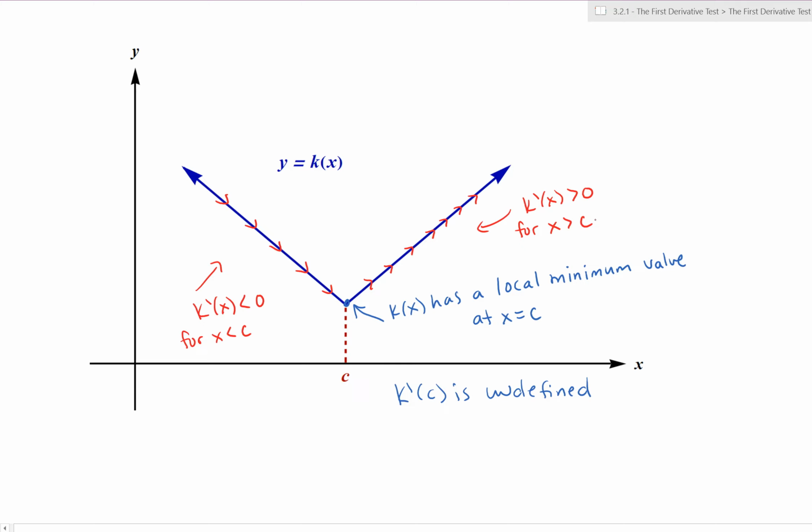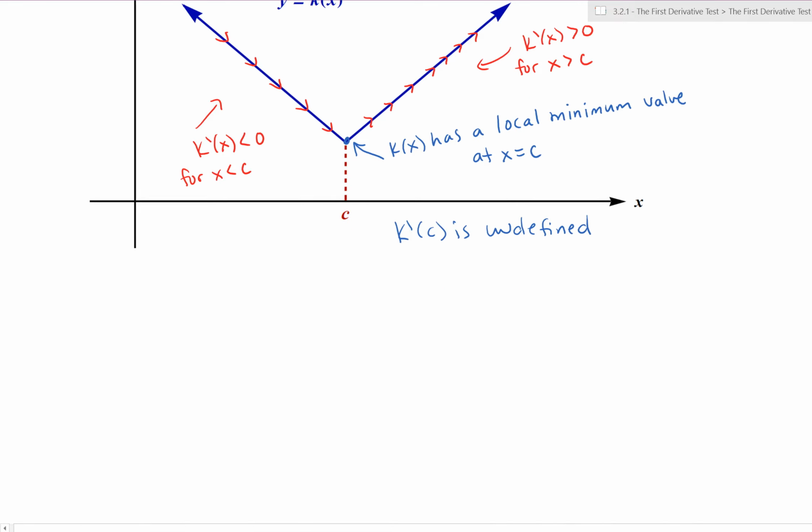And again, we see that there is a change in the function's behavior at this local minimum point. In this case, the derivative is changing signs from negative to positive, meaning that the function is changing from decreasing to increasing. And we have a local minimum point. So again, there's this change in signs of the derivative.